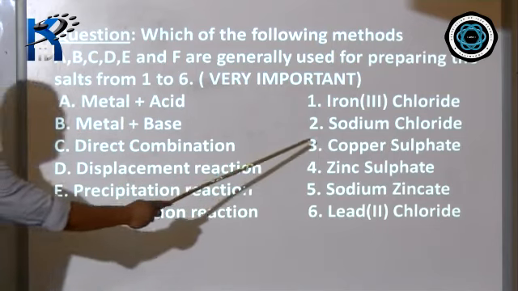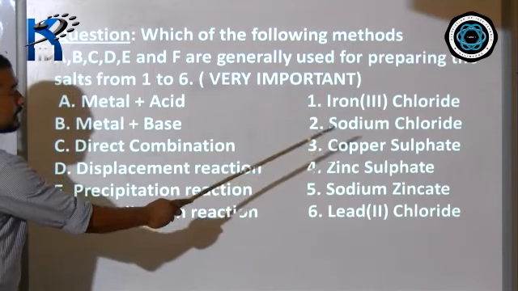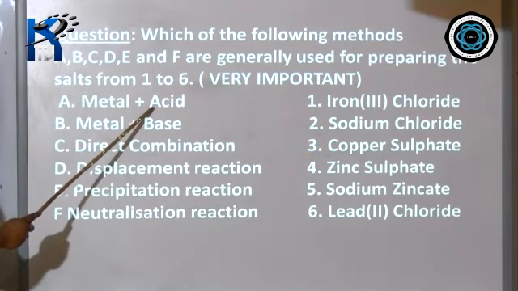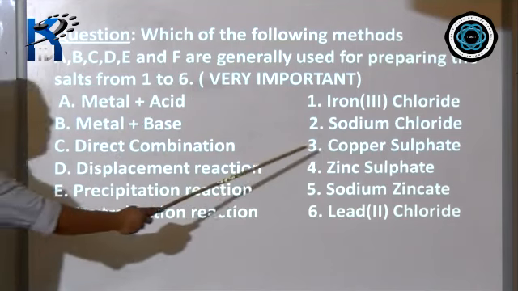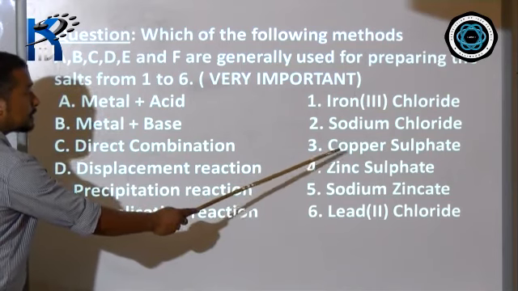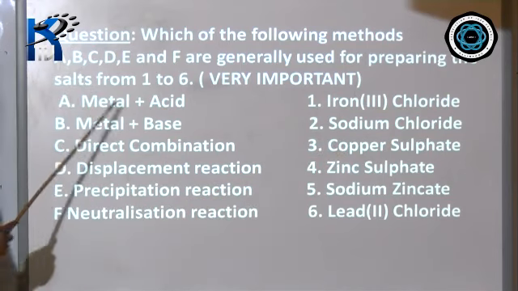Now copper sulfate, this is one of the unique salts which is only prepared by metal with acid. When you react metal with acid, we get copper sulfate. So this is a unique one. Do remember from today, copper sulfate is prepared by the reaction of metal with acid only.